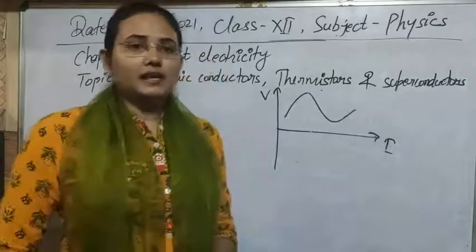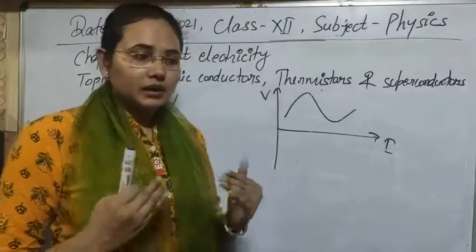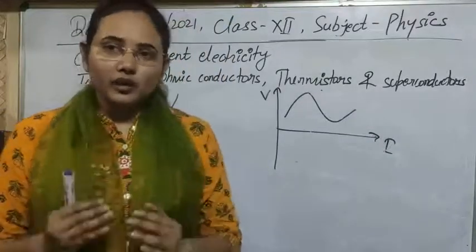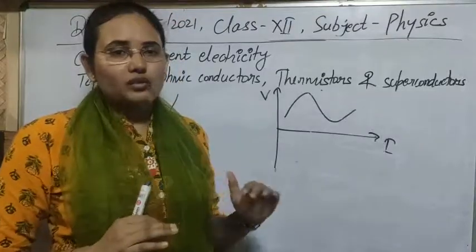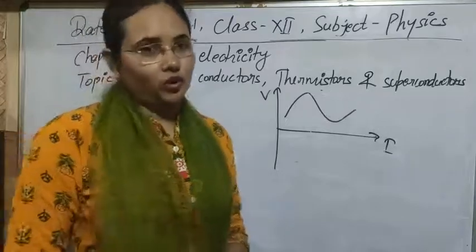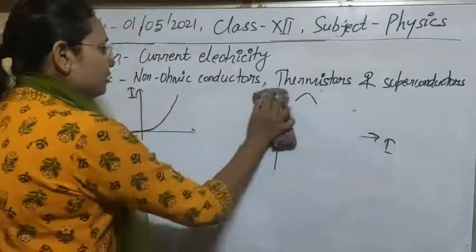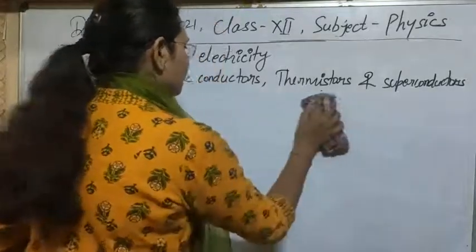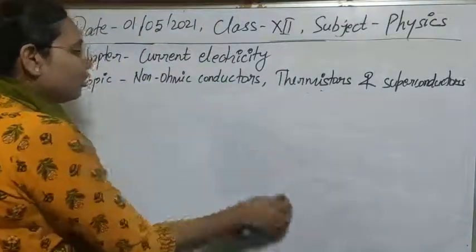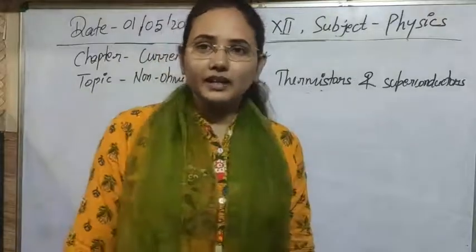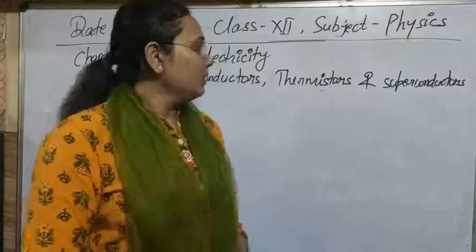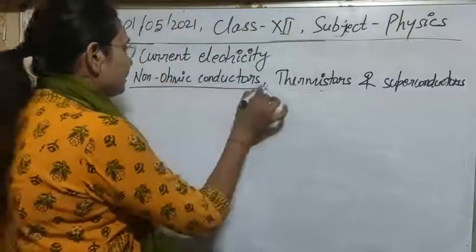So the simple thing is that whenever you are getting some different kind of curve, or you are getting V by I value as a variable, not constant, then obviously it is a non-ohmic conductor. So actually ohmic and non-ohmic conductors help us to understand the characteristics of the different kinds of conductors that we have. So I think that is now clear, students.